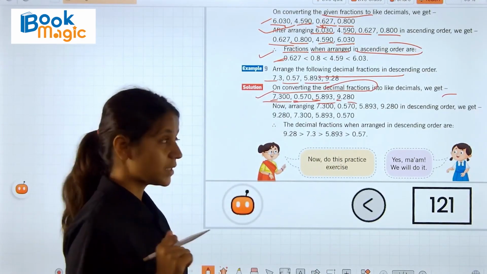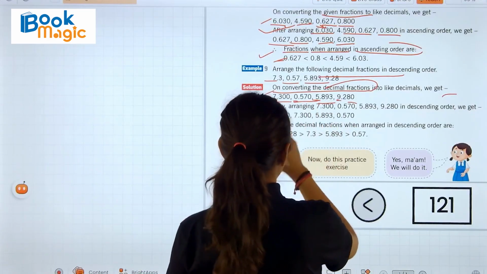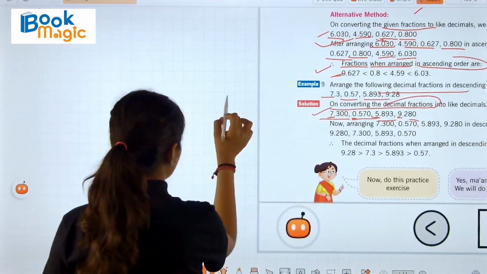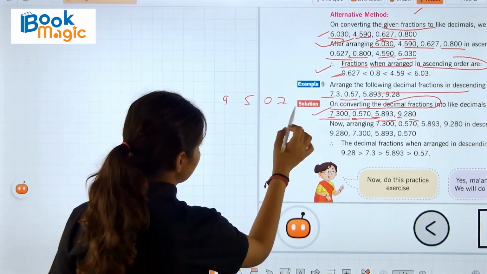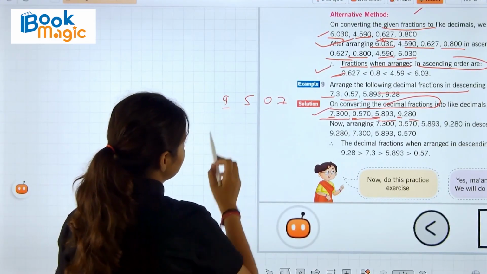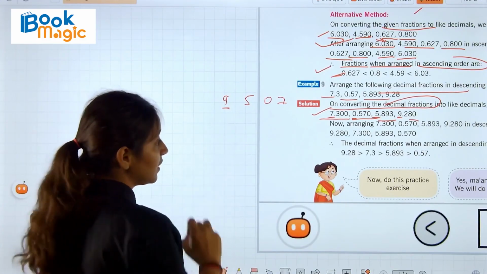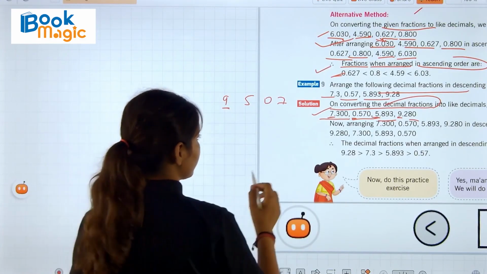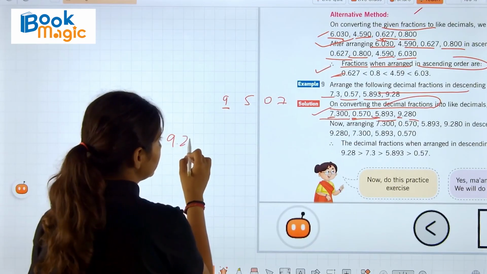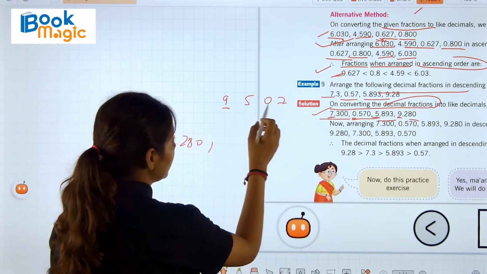Looking firstly at the whole number part: 9, 5, 0 and 7. So which one is greater? First one, 9, is greater, but here we are doing the descending arrangement. So 9 is the greatest number among them. So we will write here firstly the value 9.280. Then the value is 7.